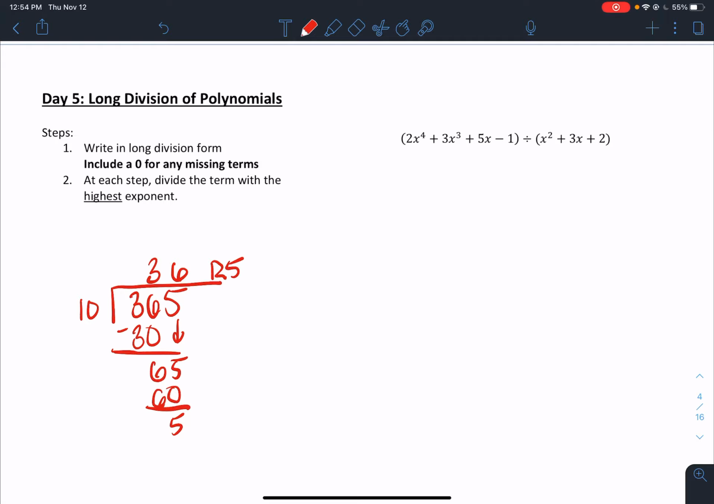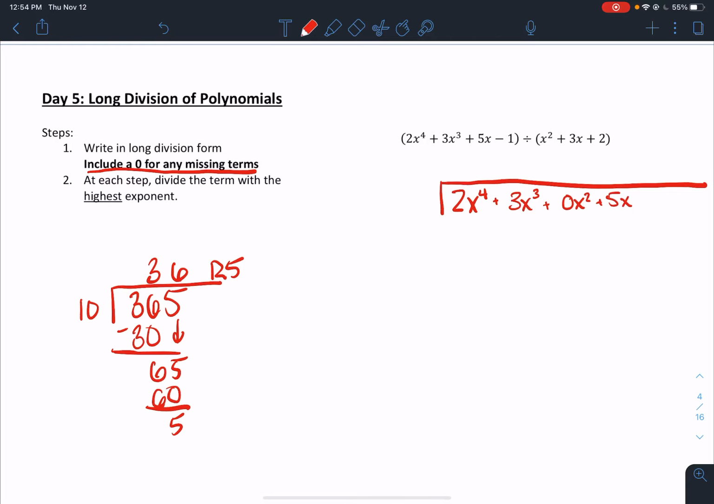We're going to do something very similar when we do polynomials. So when we're dividing polynomials, the first thing we need to do is write it in long division form, and we're going to include a 0 for any missing term. So here I have 2x to the 4th plus 3x to the 3rd plus 0x squared, and that's what I meant by include a 0 for any missing term. Because I don't have any x squared term, I don't have a quadratic term, but I need to include it. You'll see why in just a moment. And I'm dividing that by x squared plus 3x plus 2.